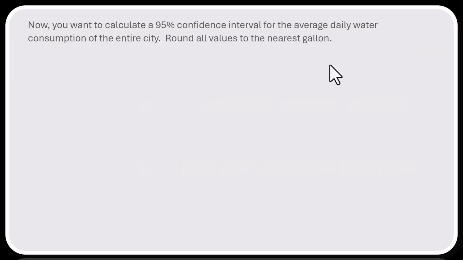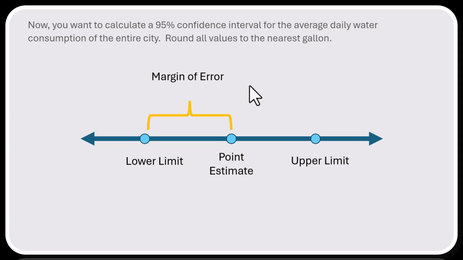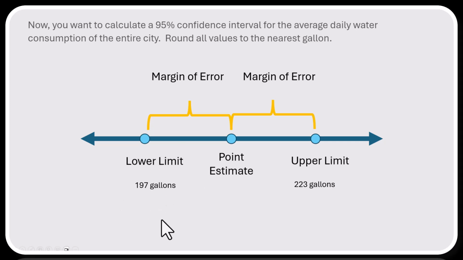So let's take the information that we found in RGuroo and actually finish this problem. Notice that I've added that we are asked to round all of the values to the nearest gallon. When you're constructing your confidence interval, we have our lower limit and upper limit. Halfway in between is the point estimate, and the margin of error is the distance from the lower limit to the point estimate, or from the point estimate to the upper limit. RGuroo already gave us the lower and upper limits. So that was 197 gallons and 223 gallons, rounding to the nearest gallon.